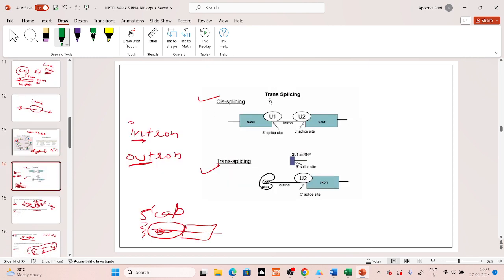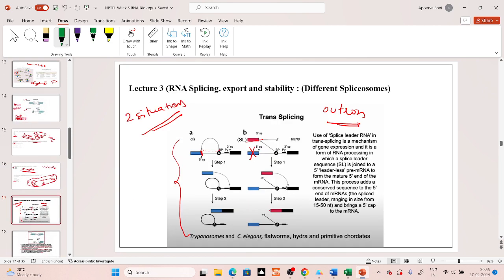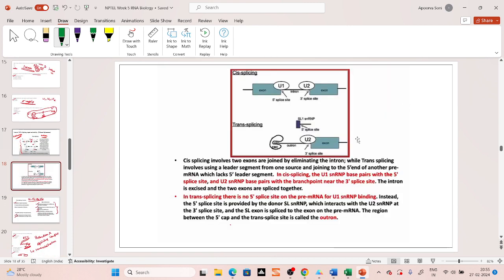And then there are two kinds of splicing: cis splicing and trans splicing. In cis splicing, two exons are involved. In trans splicing, one exon and one spliced leader which is coming from outside is involved. Here intron is there, here outron is there. This is the spliced leader which is coming from outside in trans splicing. Whereas in cis splicing, the intron is sandwiched between the two exons.